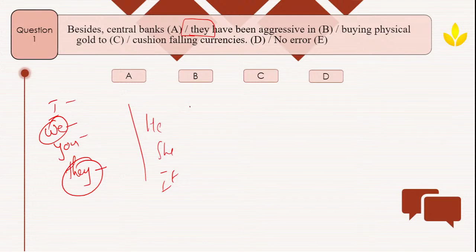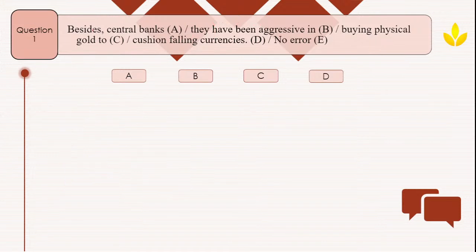For you to understand, they have been aggressive. If you look at it as a separate sentence, they have been aggressive in buying gold, it is correct. But when you are talking about central banks as the subject here, why do you want to mention the subject again? So now you need to know about nouns, parts of speech. To be more specific, pronouns you need to know. So subject form is I, we, you, they, and so on.